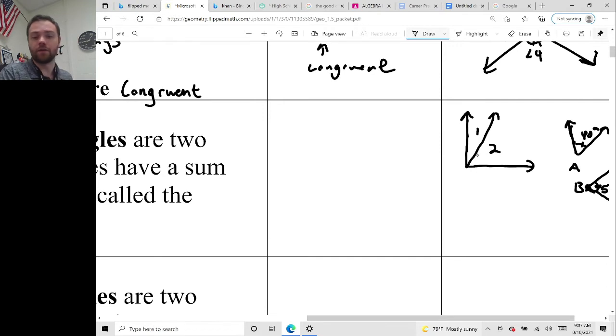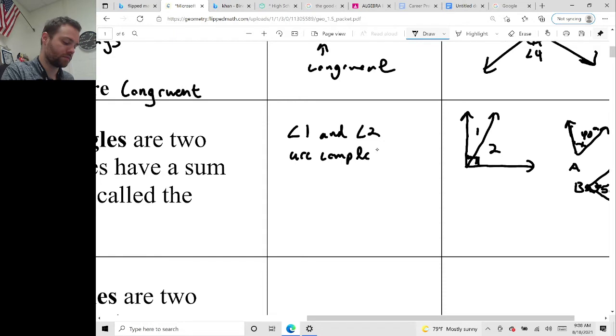And then over here, if I draw this little box in, that means 90 degrees. So if you see a box inside of an angle, a little square, it means 90 degrees. That angle is 90 degrees. We have that the measure of angle 1 plus measure of angle 2 is going to equal 90. Okay? So they are a complementary pair. So angle 1 and angle 2 are complementary. Angle A and angle B are complementary.